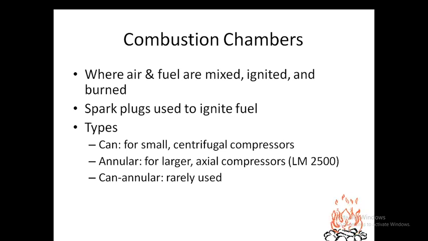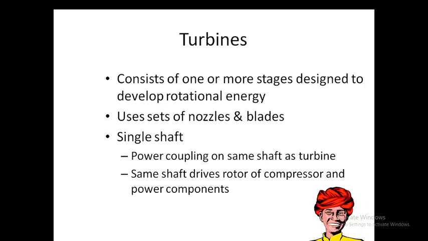Then this is the combustion chamber. What is happening in the combustion chamber? Air and fuel are mixed, ignited and burned together. A spark plug is used to ignite the fuel. Then the types of combustion chamber can be the can type, the annular type or the can annular type. The can type is for a small centrifugal compressor. The annular type is for larger axial compressors. Then the can annular type is rarely used.